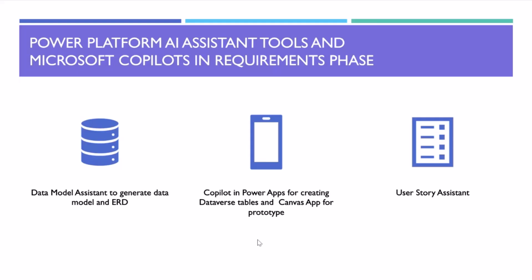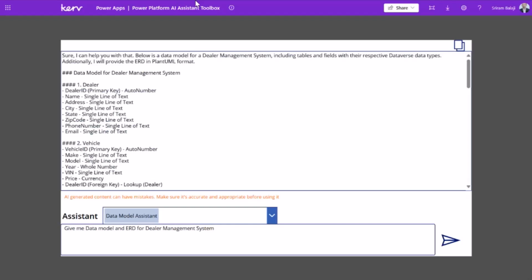Once you have generated the data model using the assistant, you can just go to the Copilot in Power Apps and then create the data model. This is just to start with the prototype. Things will change. But at least during the early requirements itself, the client will clearly know what the final app will look like. So I'll just get started.